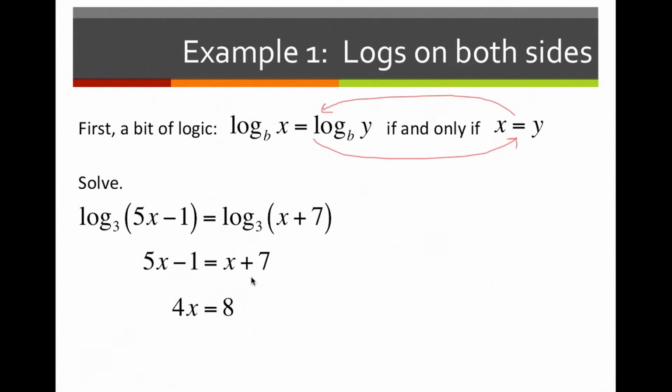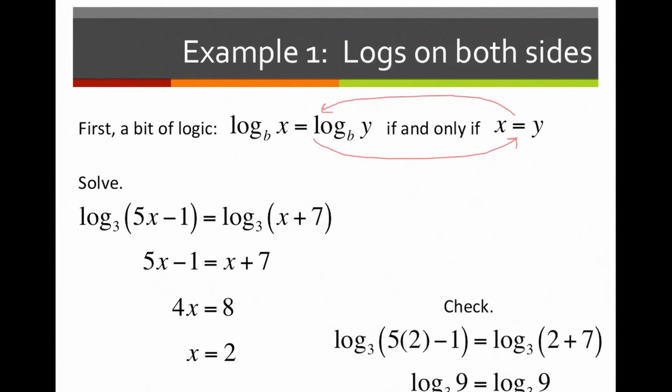So now I can add the 1 to both sides, subtract the x from both sides, divide both sides by 4, and we get x equal to 2. And if we just do a quick check here, substituting the 2 in for x on the left side gives us 5 times 2, which is 10, minus 1, which is 9. So I get the log base 3 of 9. And substituting 2 for x on the right side gives us 2 plus 7, which is also 9. So again, log base 3 of 9. Those two are the same, they are equivalent, and 2 is our solution.